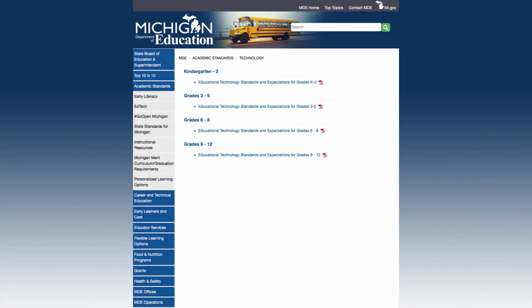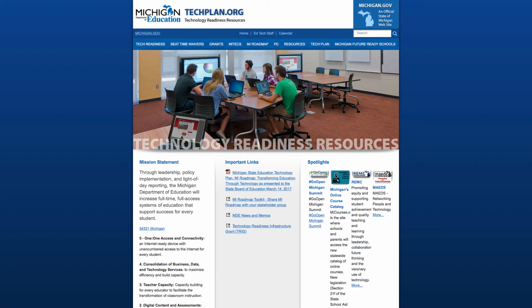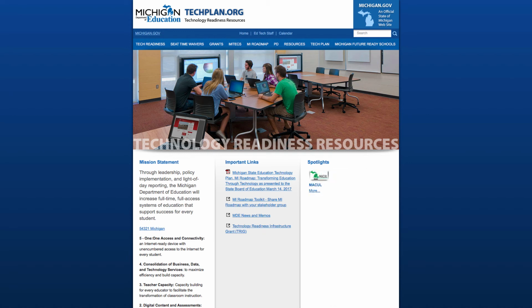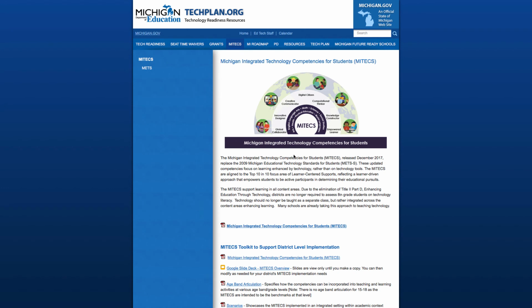Another example is the technology standards. These are the old technology standards from Michigan's Department of Education, and we also have the newly published technology plan and the METEX, the Michigan Integrated Technology Competencies for Students. So I encourage you to look these up.